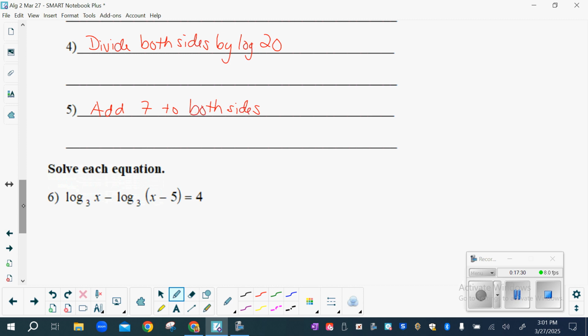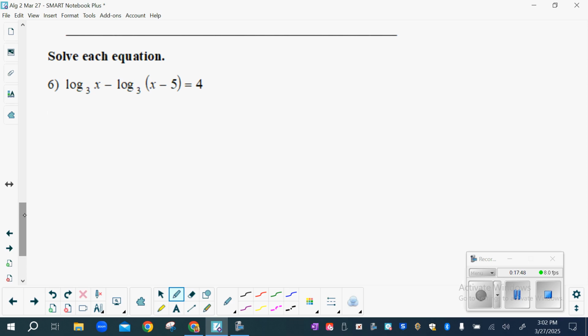You have some log problems on your worksheet besides exponential problems. I think you need some more work on that too, together. Anybody have any idea what our first step on this would be? We have to do one step before that. What is it, Eric? Good. So this left side, we want to make this one log. So this would be the log base 3 of x divided by x minus 5.